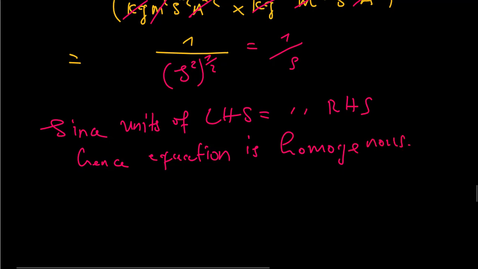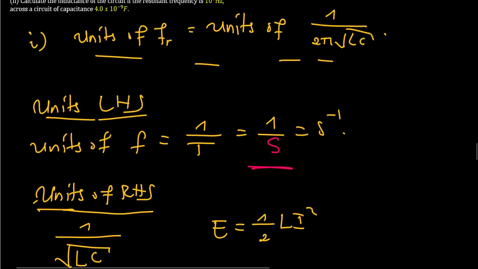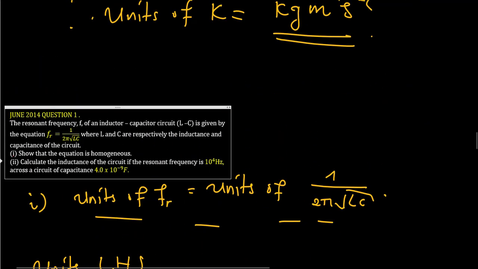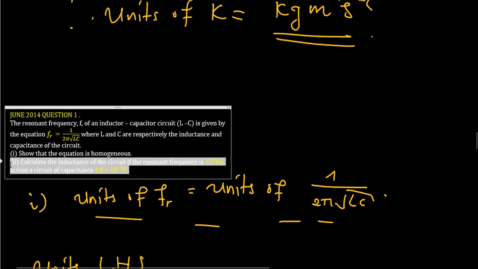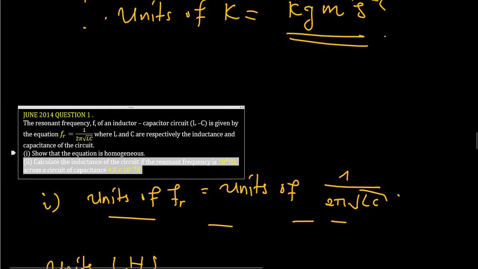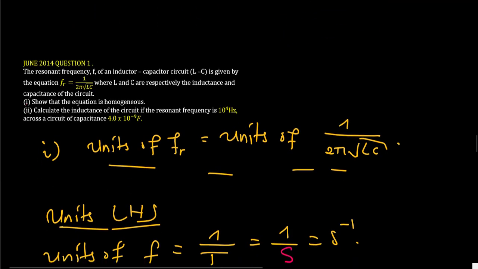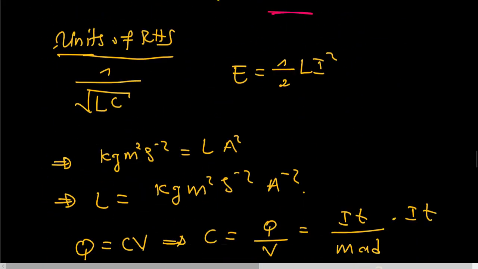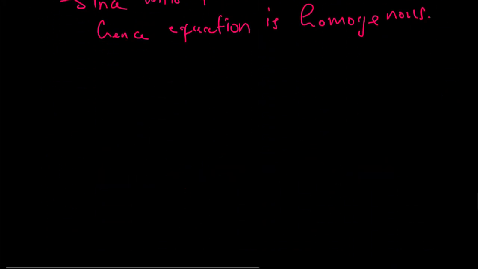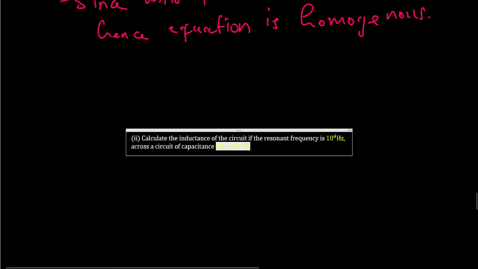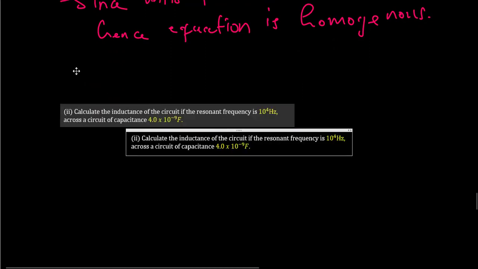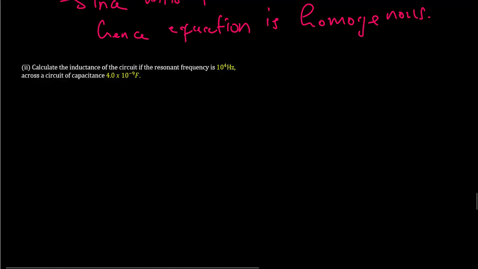Okay, now let's proceed to the B part. The B part says you should calculate the inductance of the circuit if the resonance frequency is 10 to the 4 Hz across the circuit of capacitance 4 times 10 to the negative 9 farads.